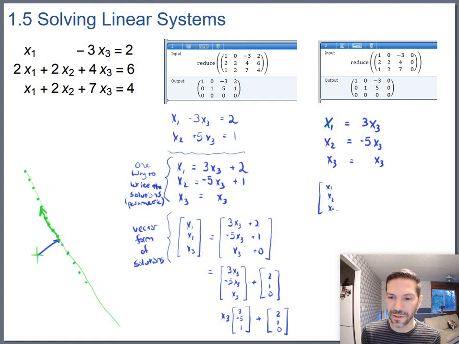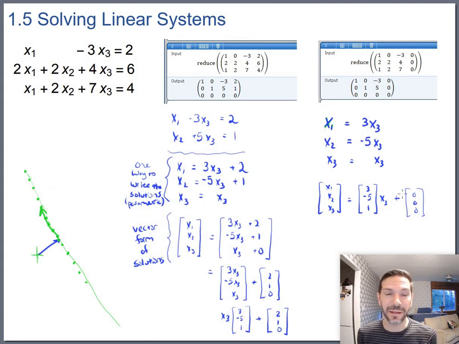If we wanted the vector form of the solution, write the variables as a vector, and write what they're equal to as a vector. I'll go ahead and factor the x3 out, and I'll put it over here. And there's no plus. There's no fixed vector this time. I guess if you really wanted to be explicit, you could say plus 0, 0, 0. That's not necessary.